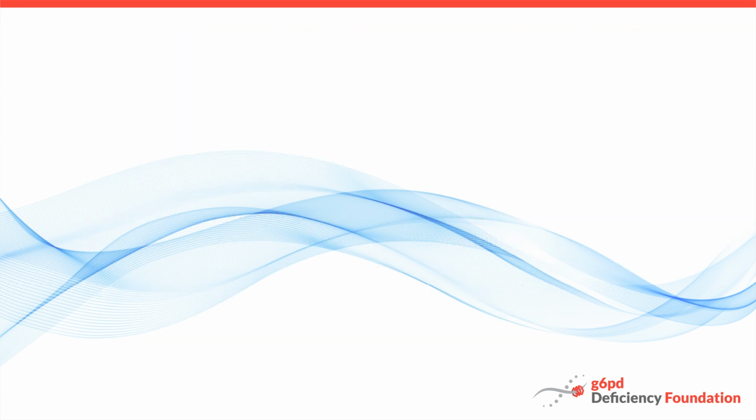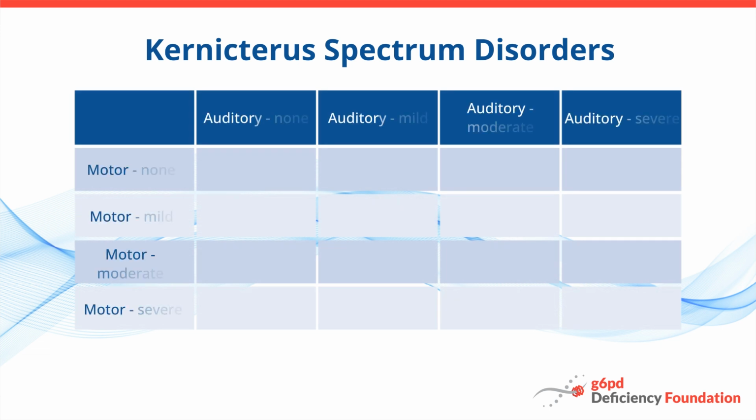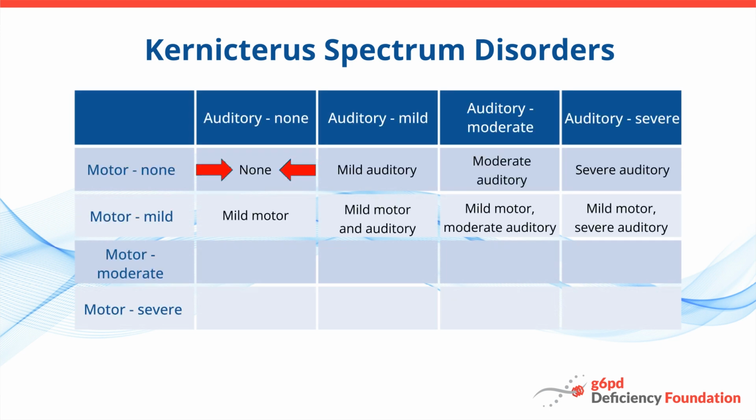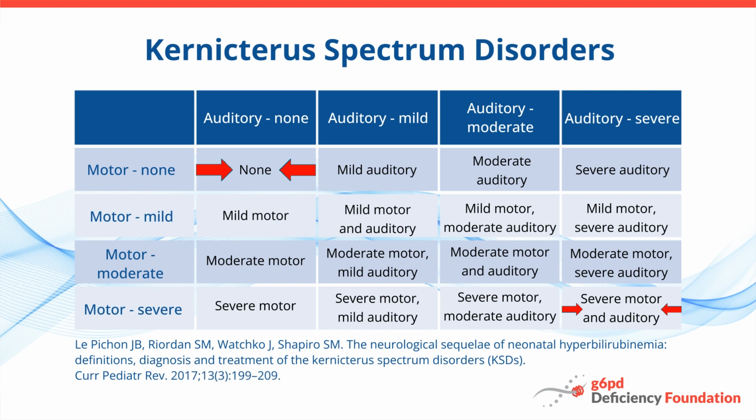More recently, the term kernicterus spectrum disorders has been proposed to describe all conditions associated with hyperbilirubinemia. Motor and auditory symptoms determine the infant's position on that spectrum. Auditory symptoms range from mild to severe hearing loss. Those who are profoundly deaf and have a total lack of auditory brainstem response fall within the severe category.